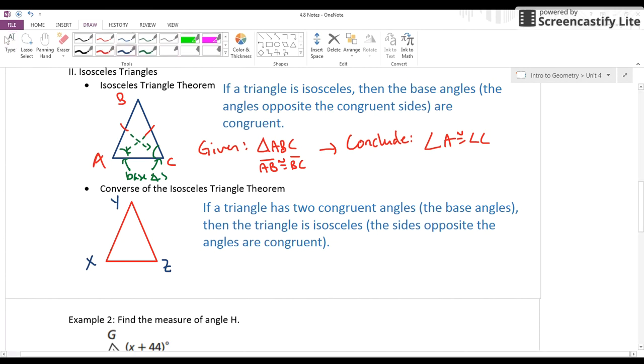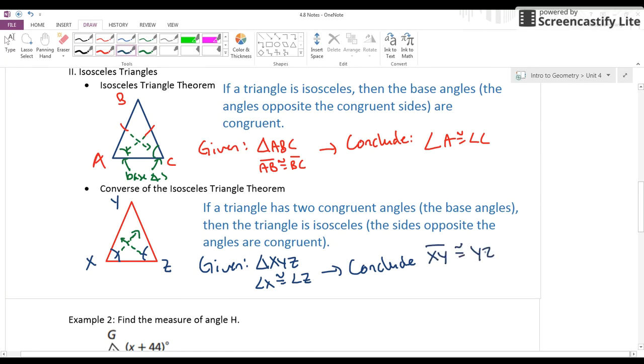So for example, we're given triangle XYZ, and we are also told angle X is congruent to angle Z. Then we can conclude the sides opposite those angles. If you follow the angle, this dash mark here should point at the opposite sides. We can conclude that sides XY and YZ are congruent. So that's the converse of the isosceles triangle theorem.